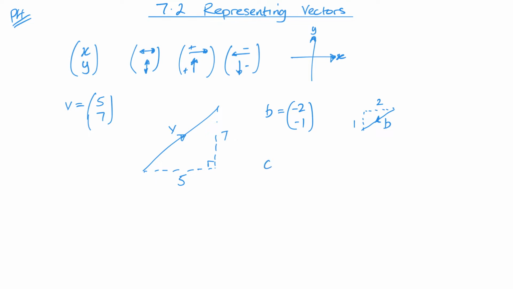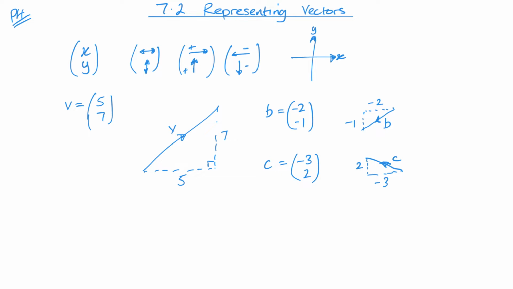I'll do another one just to make sure. Let's go minus 3, 2. So that means it's 3 to the left and it's 2 up. And that's C, I should put the minuses in there really. And that is essentially what a column vector is.